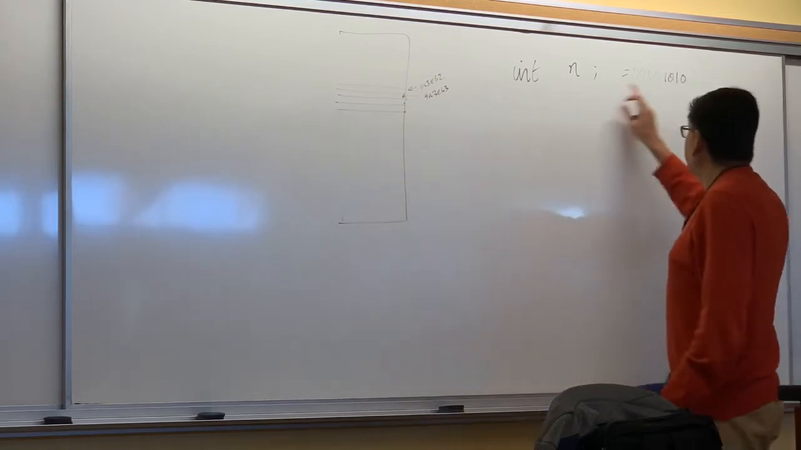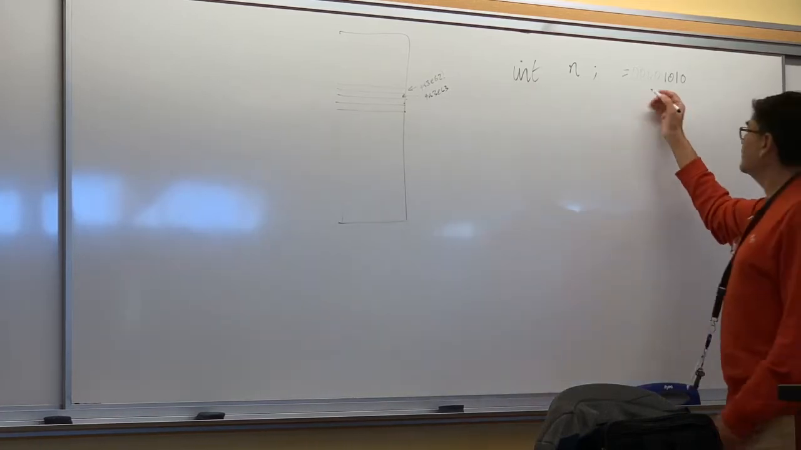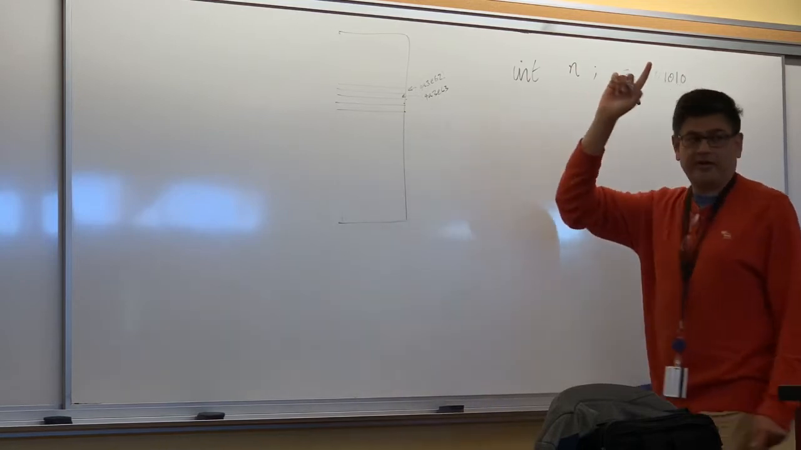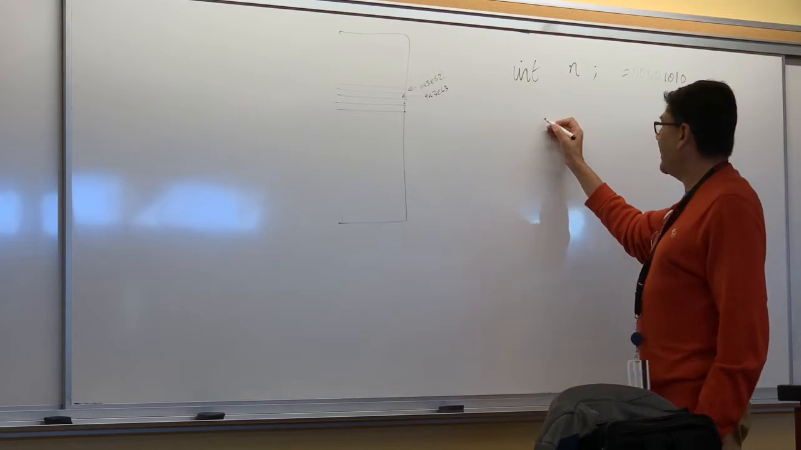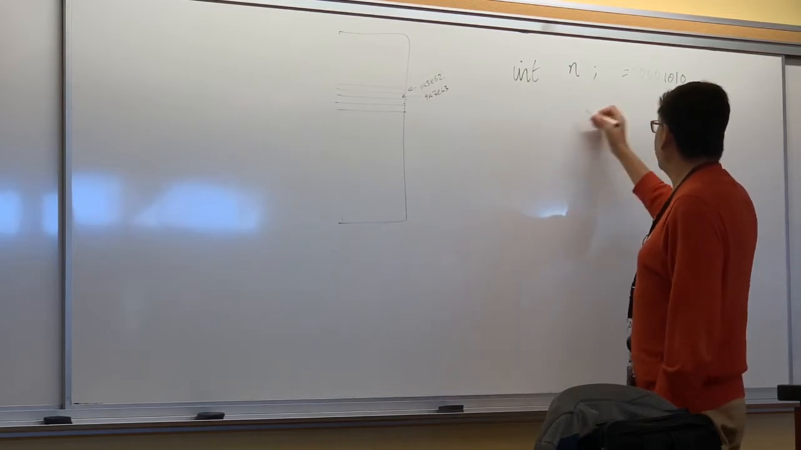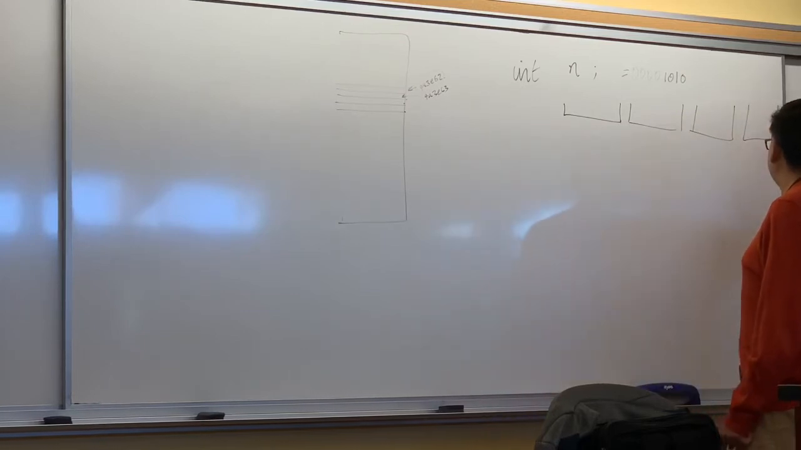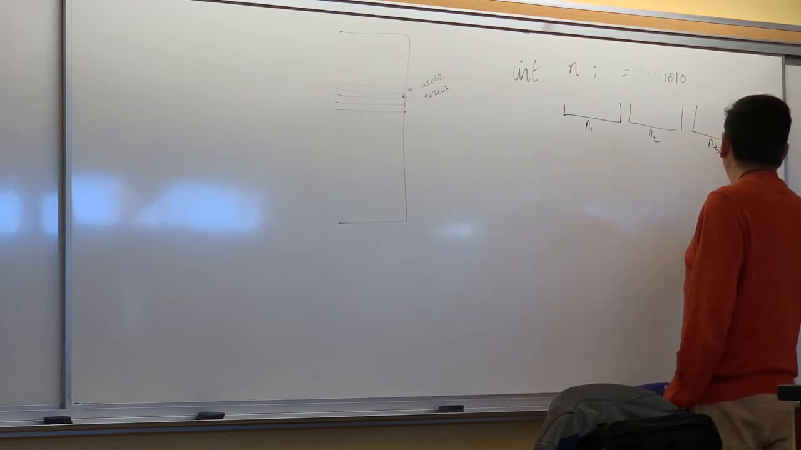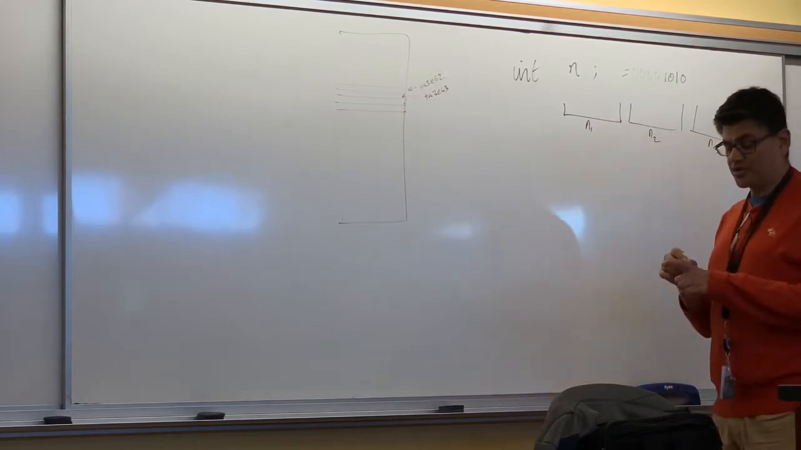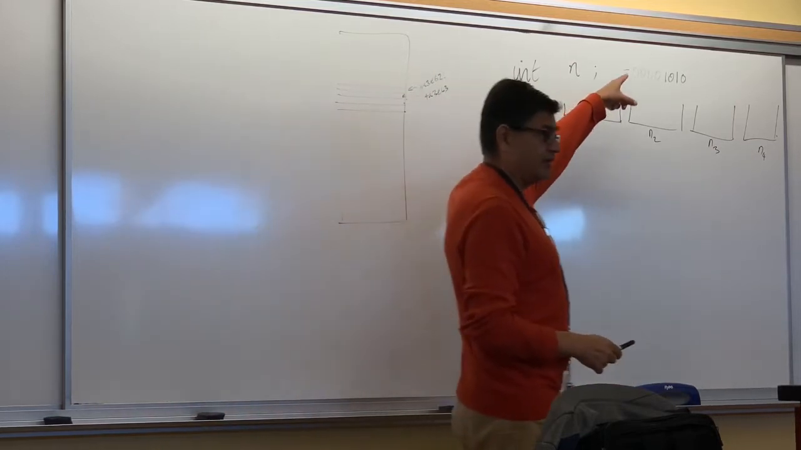So n is that number here, but n is an integer, so it needs to be in 4 bytes. Because it's in 4 bytes, I'm going to call these the 4 bytes of n. Let's call it n sub 1, n sub 2, n sub 3, n sub 4. Those are the 4 bytes of n. Now, this is the value of n.